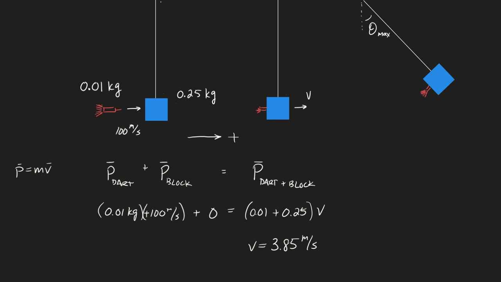Assuming they knew what they were doing last class period, 3.85 meters per second. And I'm not surprised. This is 1 divided by 0.26. It's going to be a little less than 4.